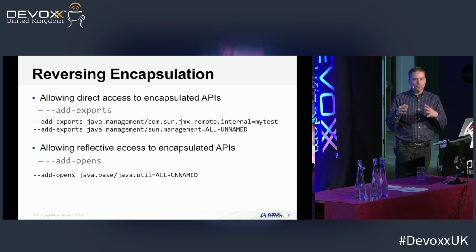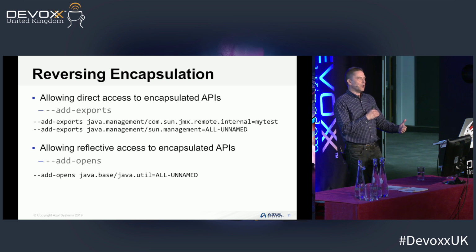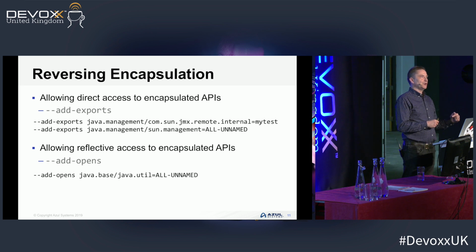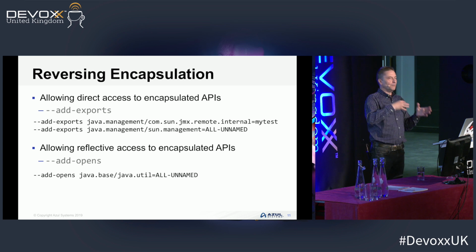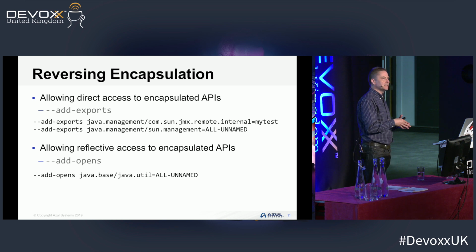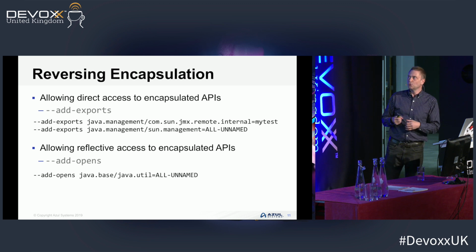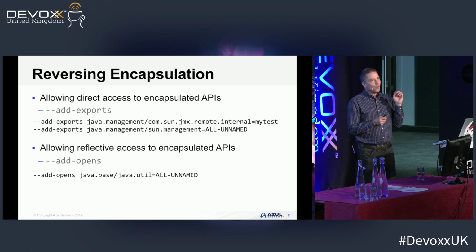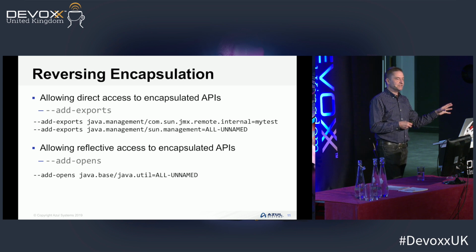You can also, rather than reversing encapsulation in a sort of global way, do it in a more fine-grained way. There are two ways of doing that, through two options, add exports and add opens. Add exports allows you to specify a module and a package that you want access to. In this case, java.management is the module, and com.sun.jmx.remote.internal is the package, and I only want my test module to have access to that. And so I can restrict its access.